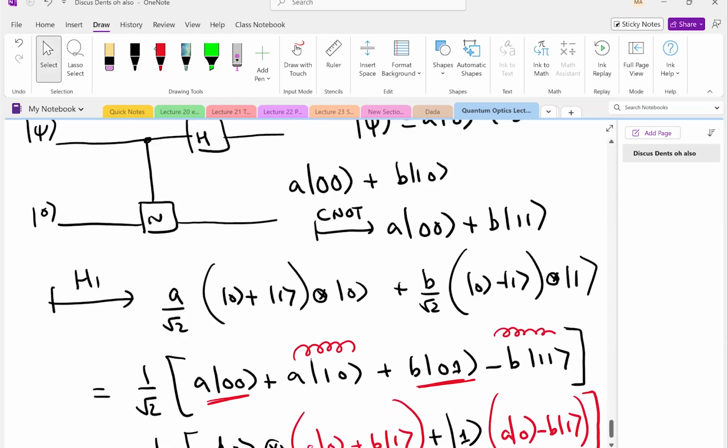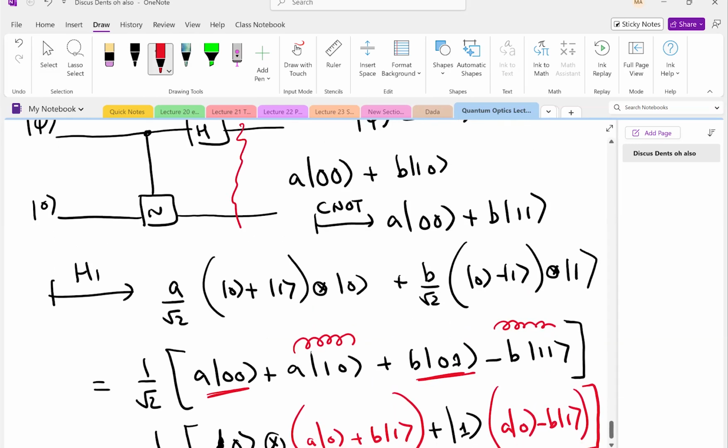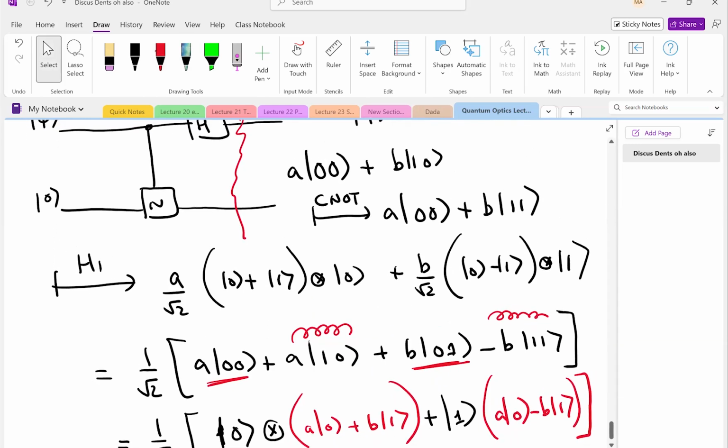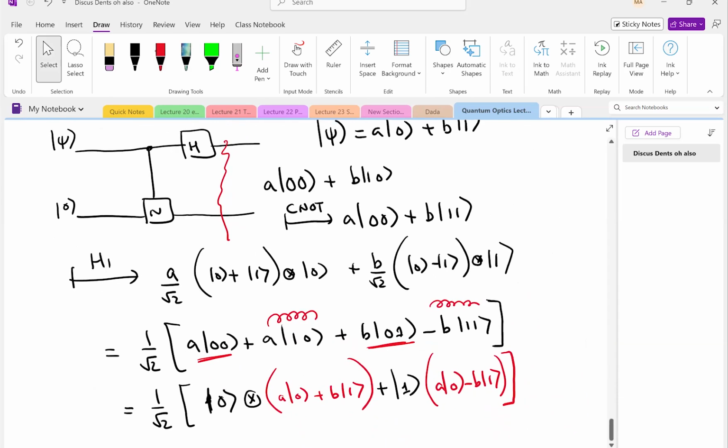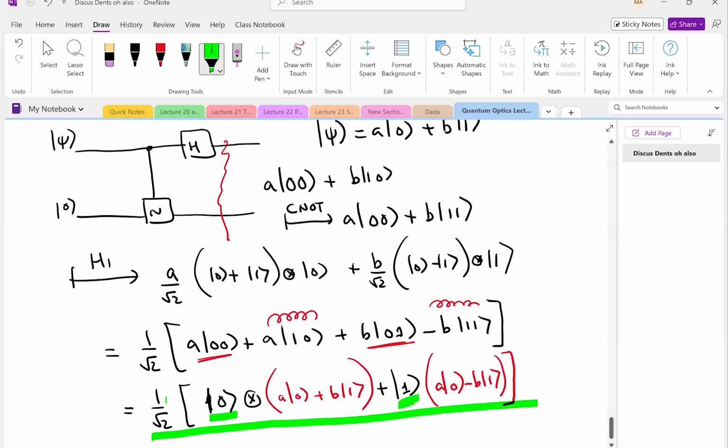All right, so this is the state that I have achieved over here. Now, if you look at this expression here, let's look at this expression. The first qubit has a 50% probability of being detected in the state ket 0 and a 50% probability of being detected in the state 1.